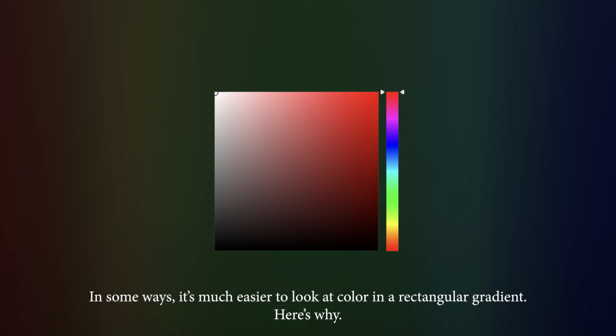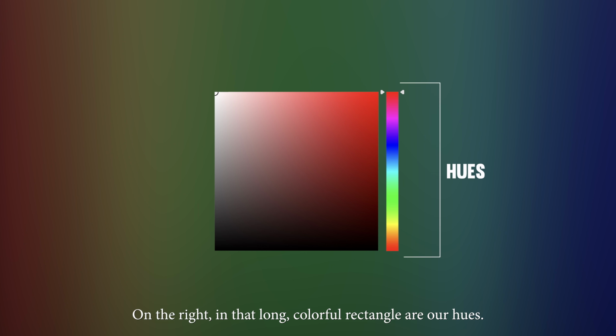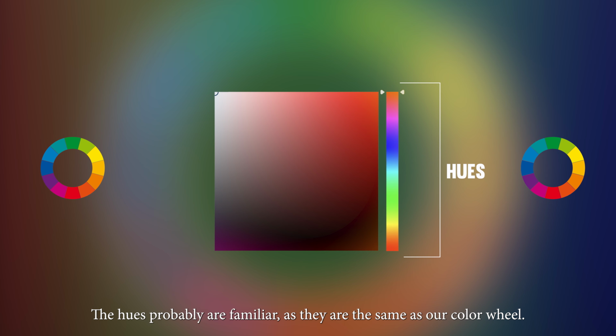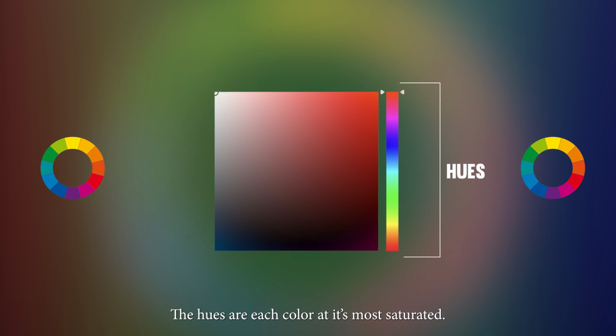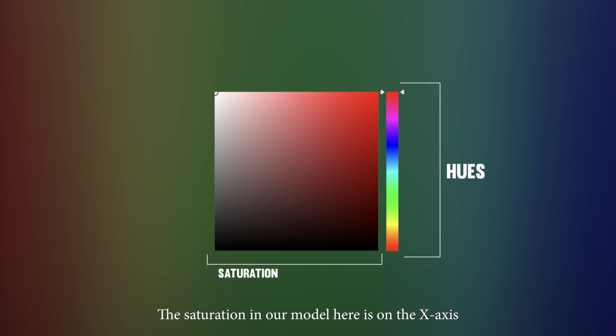Alright, let's break this down properly. In some ways, it's much easier to look at color in a rectangular gradient. Here's why. On the right, in that long colorful rectangle, are our hues. The hues probably are familiar, as they are the same as our color wheel. The hues are each color at its most saturated. The saturation in our model here is on the x-axis. Saturation is essentially how vibrant a color appears.